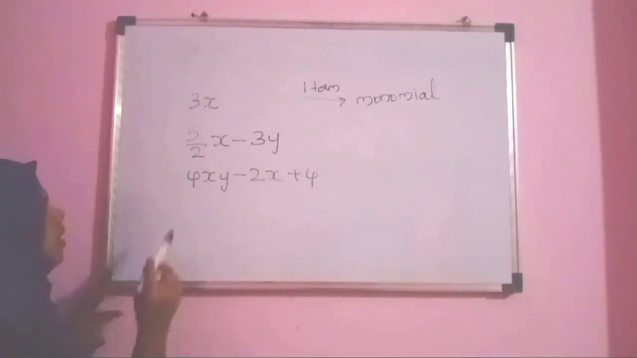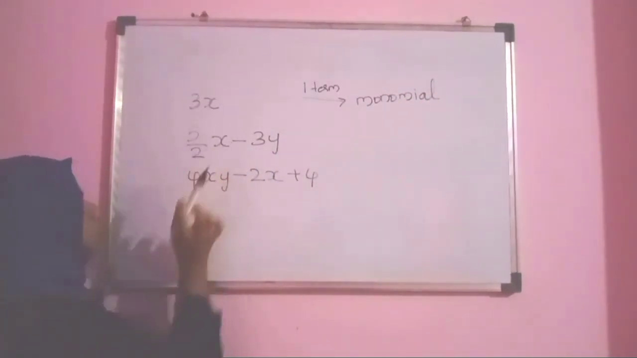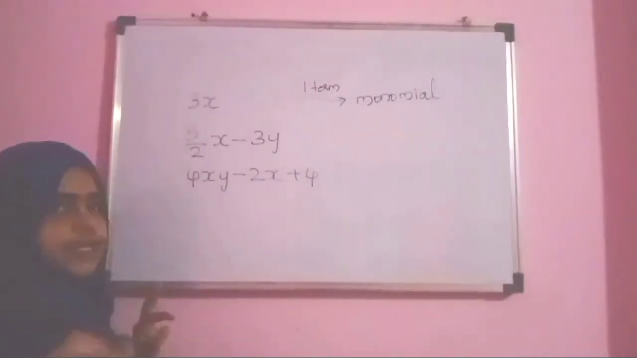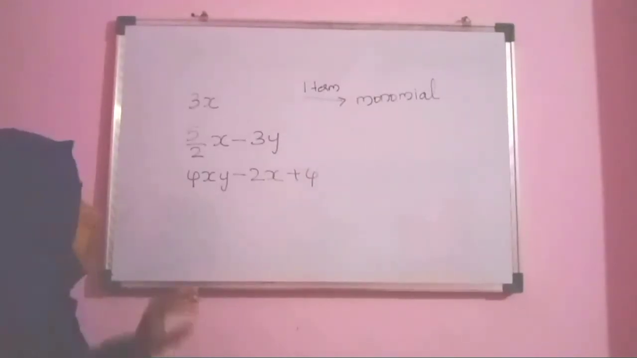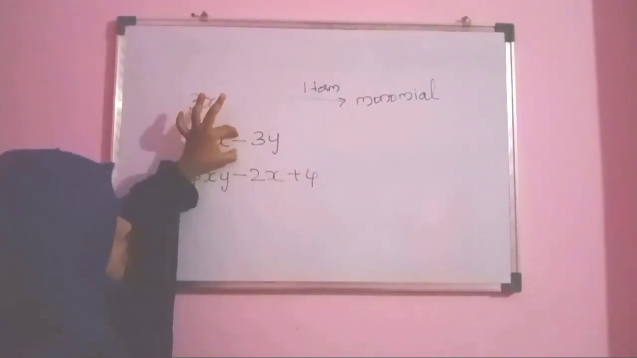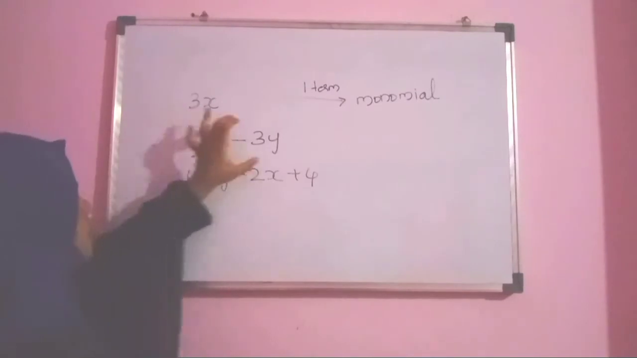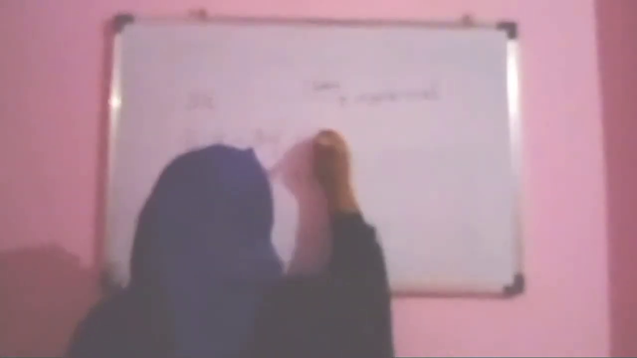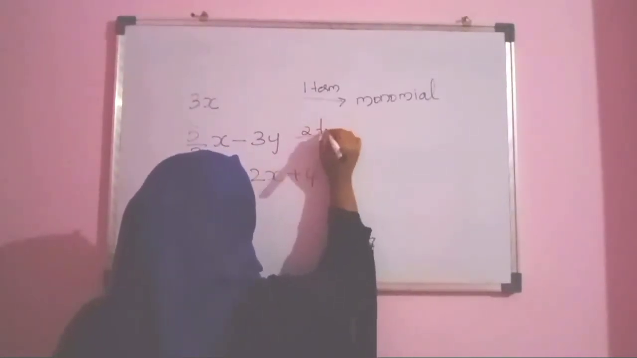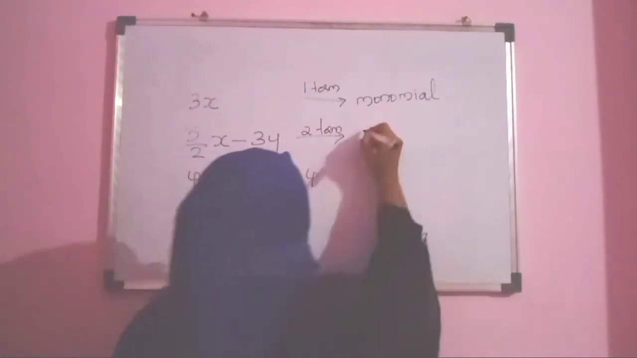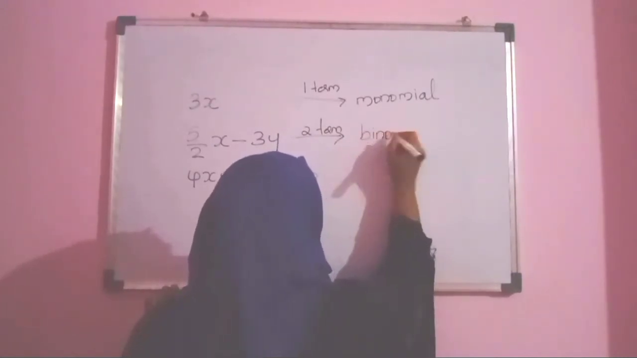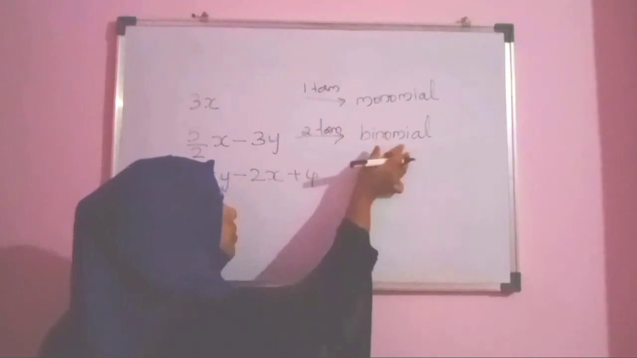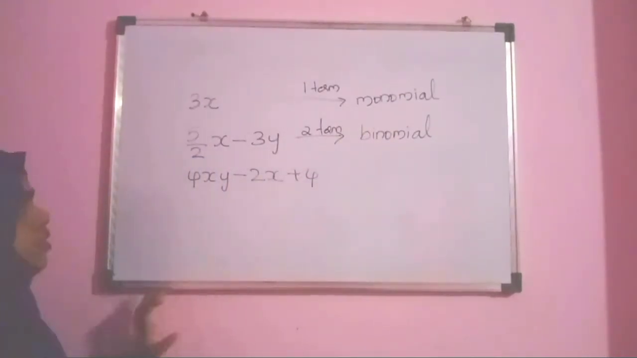Now we know that in this one, 5 by 2x is a single term, and 3 into y, that is 3y, is also another term because it is separated using subtraction. So this is an algebraic expression with two terms. So it is known as what? Binomial. This is a monomial expression and this is a binomial expression.